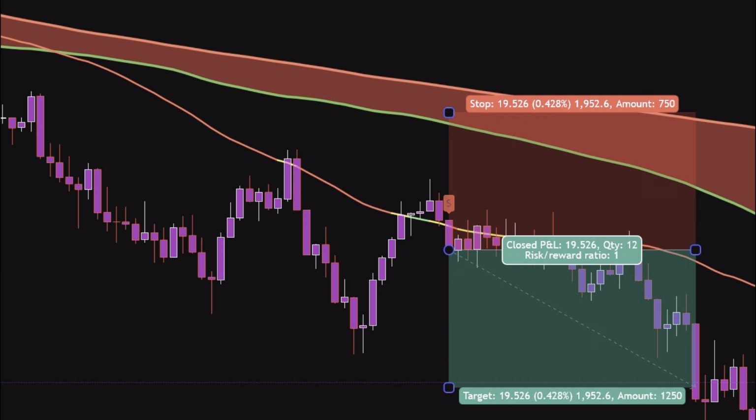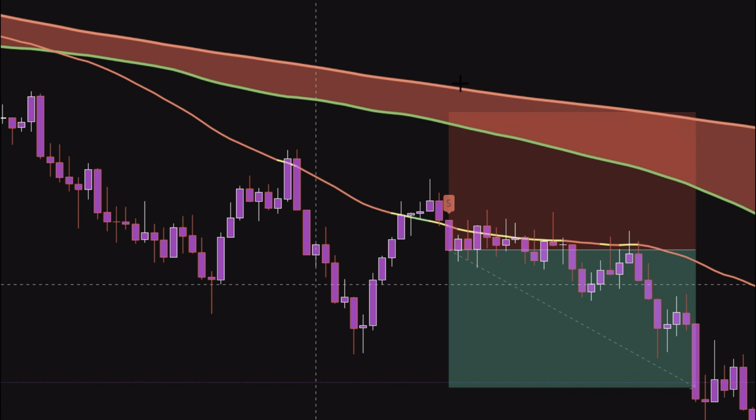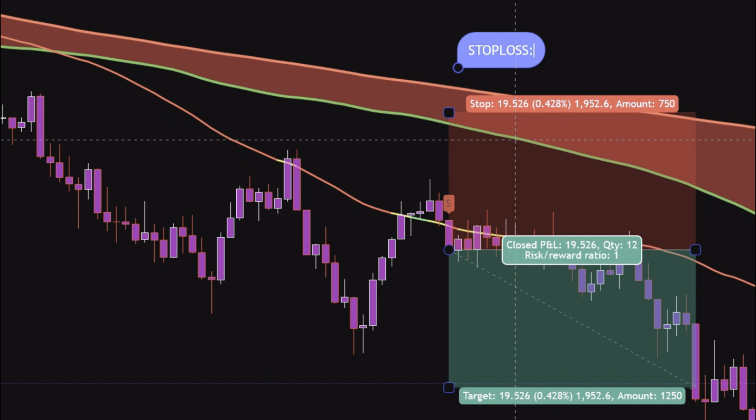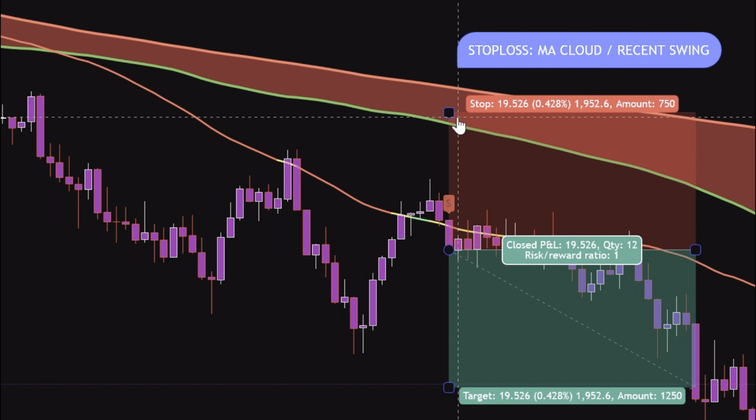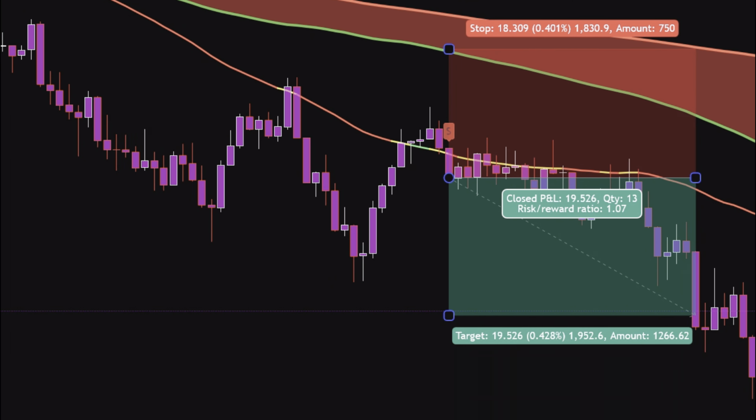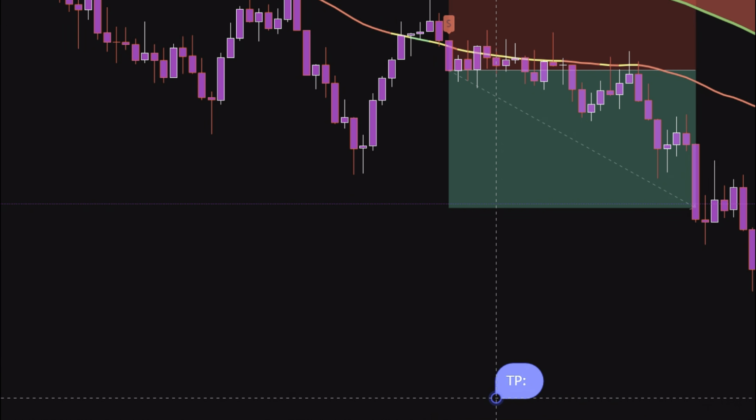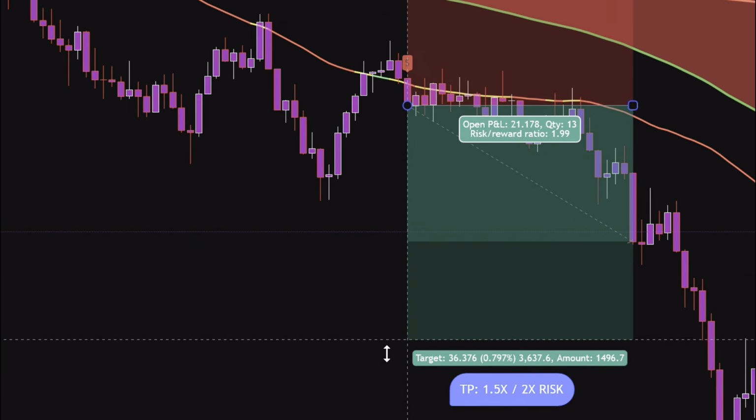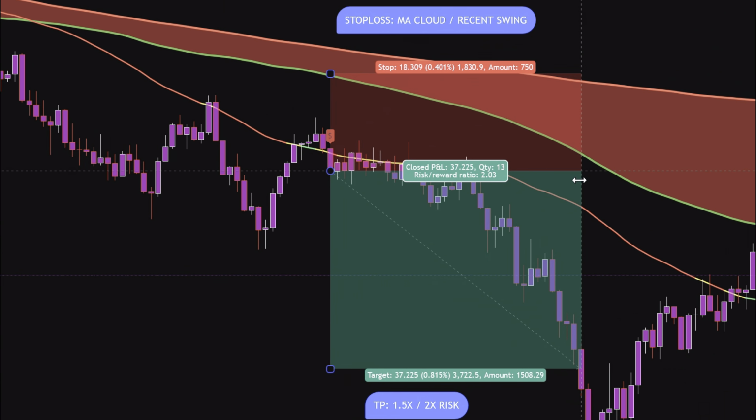Here's the risk management rule. Never risk more than 1% per trade and always set a stop loss. Always. If the market turns against you, you need a logical exit point. You don't let the trade run until your account is gone. Your stop loss goes above the cloud or at the recent swing high. That's your invalidation level. If price reclaims that zone, the setup is broken. You cut the loss and move on. Your take profit is 1.5 or 2 times your risk. That's how you stay profitable over time. You don't need to win every trade. You just need your winners to be bigger than your losers.